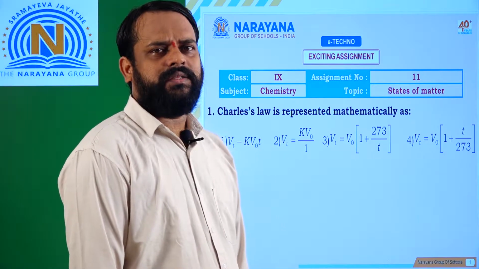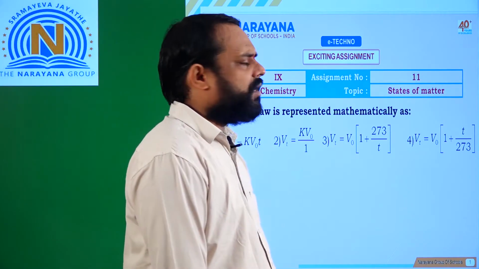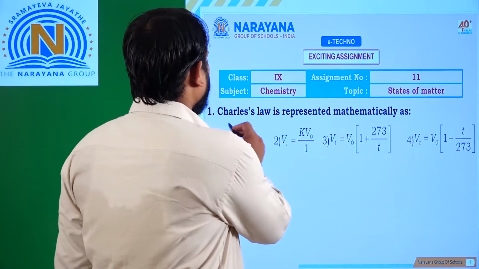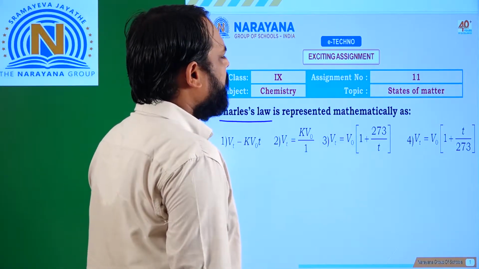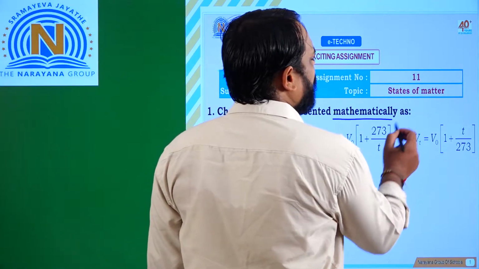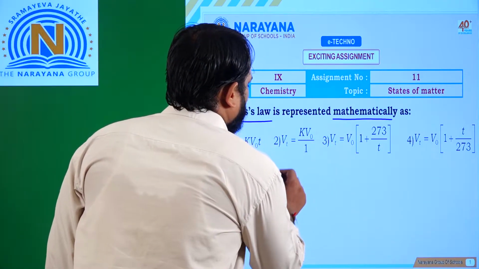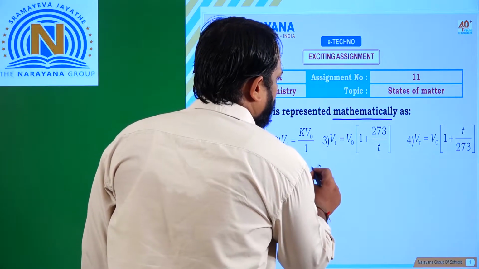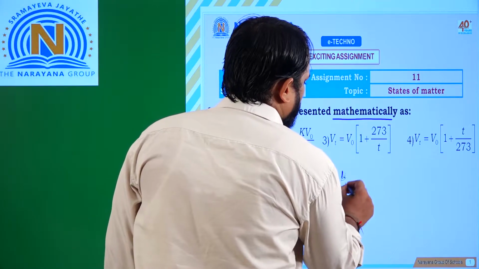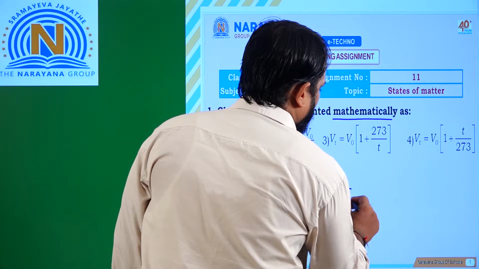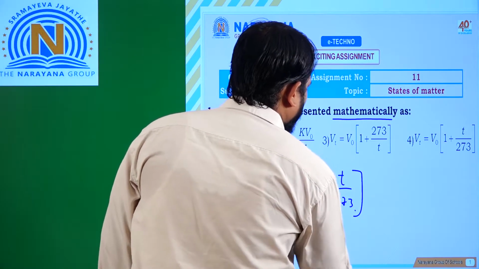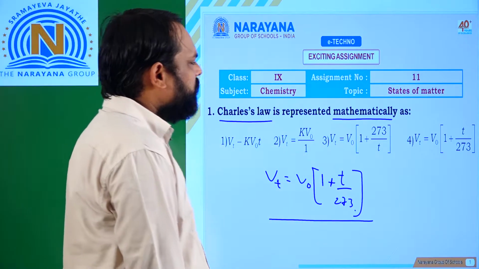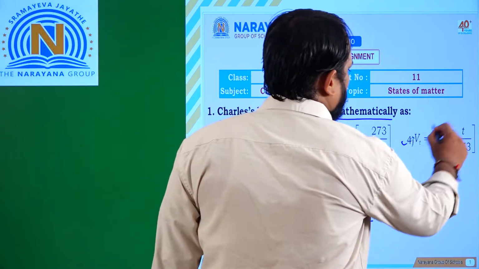Today I want to discuss 9th class assignment number 11, topic states of matter. So the first question is, how is Charles law represented mathematically? We all know mathematically Charles law can be represented as Vt is equal to V naught into 1 plus T by 273. So this is the mathematical representation of Charles law. So which option? Here it is the fourth option.